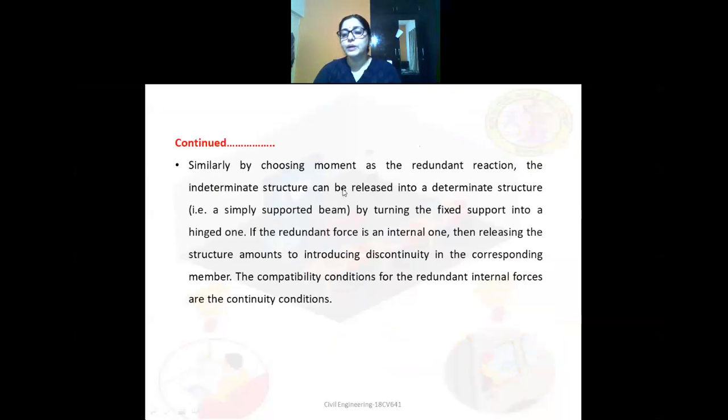Similarly, if I take the moment as the redundant reaction, then it will become a simple support. The indeterminate structure can be released into a determinate structure. In the previous slide, I showed you that it will become a simply supported beam by turning the fixed support into a hinged one. If the redundant force is an internal one, like an internal hinge, then releasing the structure amounts to introducing a discontinuity in the corresponding member. The compatibility conditions for the redundant internal forces are the continuity conditions. So the compatibility conditions are very much required. It should be continuous, not discontinuous, to solve the problem in the flexibility method.